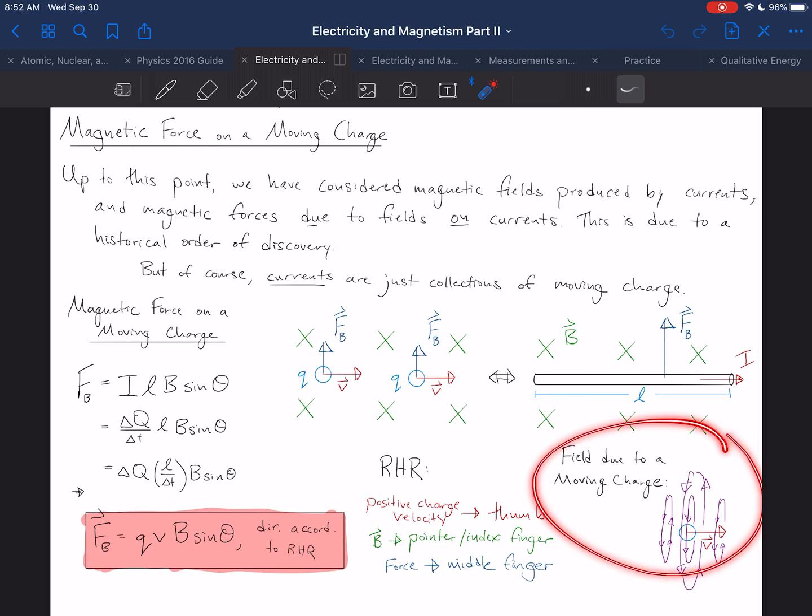And that's not essential for you to know, but because we're considering what happens when you start burrowing down to the most fundamental source of magnetism, which are these individual moving charges, it's a good thing to know.